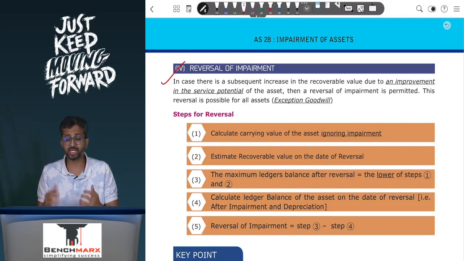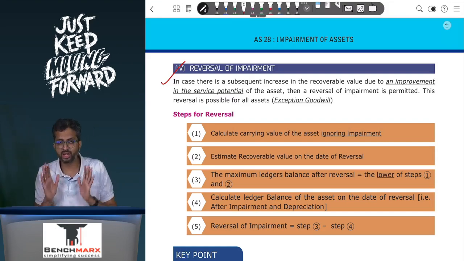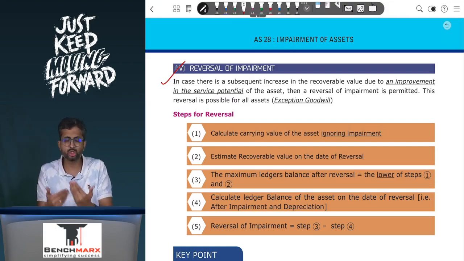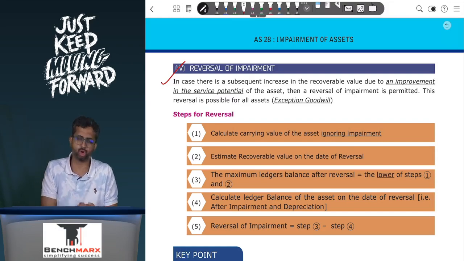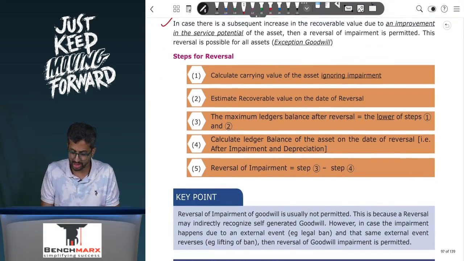So we will first say that had there been no impairment, what would be the carrying value? Compare that with the recoverable value, because you cannot reverse impairment beyond that. So the lower of the two is the maximum value. Compare it with the actual ledger balance, and then the reversal is calculated as the difference.